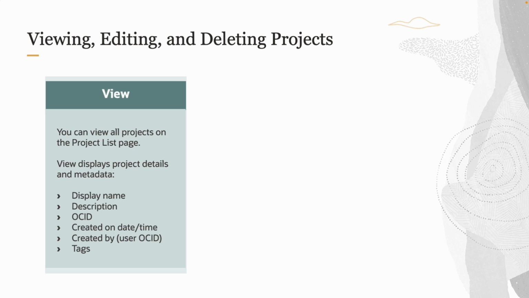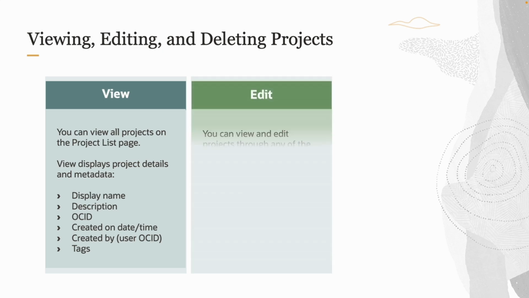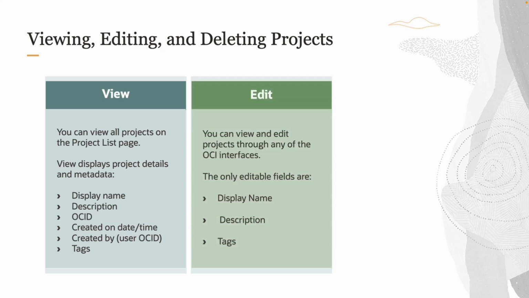Projects have the following metadata: a display name and description, the OCI ID of the project, the date and time it was created and the user it was created by, as well as its tags. The only fields that are editable are display name, description, and tags. You can view and edit projects through any of the OCI interfaces.